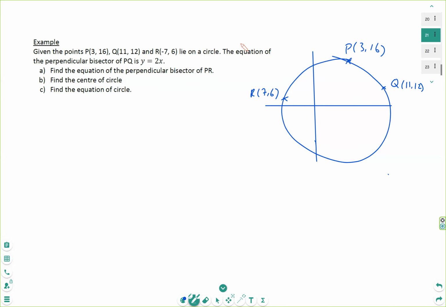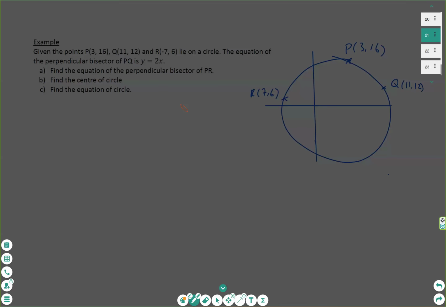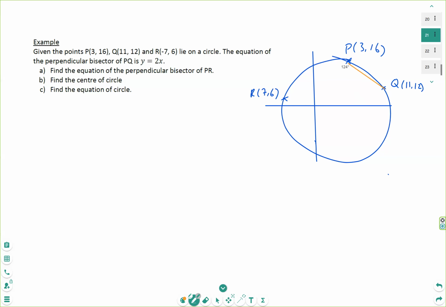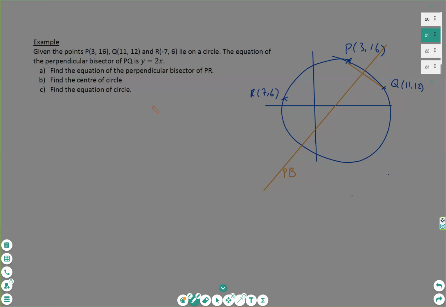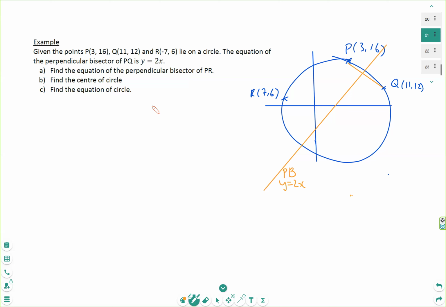So the equation of the perpendicular bisector of PQ is y equals 2x. So let's draw PQ. PQ is here. The perpendicular bisector means the line passes through the midpoint of PQ. This is the perpendicular bisector. So PB. Okay, peanut butter. No, perpendicular bisector, sorry. It's y equals 2x. So let's draw it.